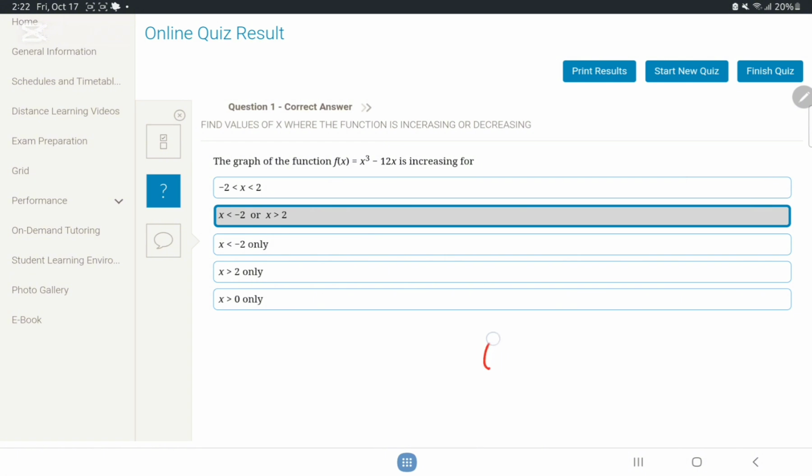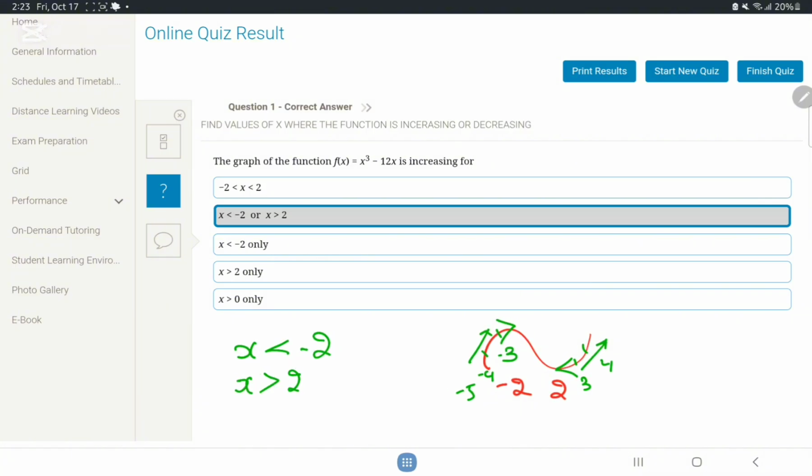So negative 2 here, then 2. So when it's increasing, it's right here when it's increasing. So when x is less than negative 2, or everything that's before negative 2 and everything that's after 2. So here is basically negative 3, here is negative 4. So then you have negative 5, and then you have here 3, 4, etc. So when x is less than negative 2, and when x is greater than 2.